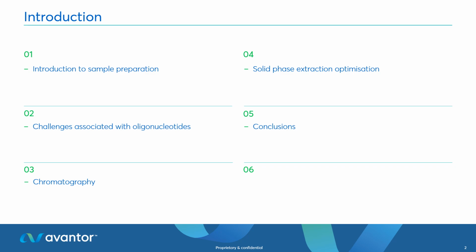From there, we'll then move on to the chromatography and how we develop chromatography for oligos. Then move on to solid phase extraction optimization, looking at how to optimize a method and then making that approach applicable to the development of a method for oligonucleotides. In this journey, we won't reach the final destination. What we will find is an approach that will be very applicable. So we'll be looking particularly at the chemistry involved in extracting oligonucleotides. And from there, we'll then wrap up with conclusions.